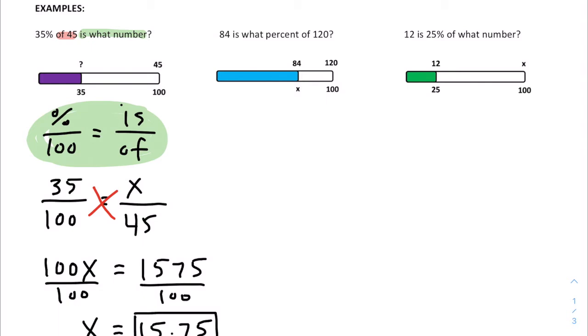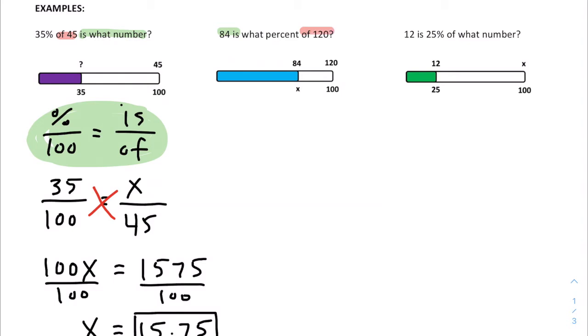So it says 84 is. So we have to be careful how we read this. Sometimes the is will be in front. Sometimes the is will be behind. In this case, the is is behind. 84 is what percent of 120? So there we go.